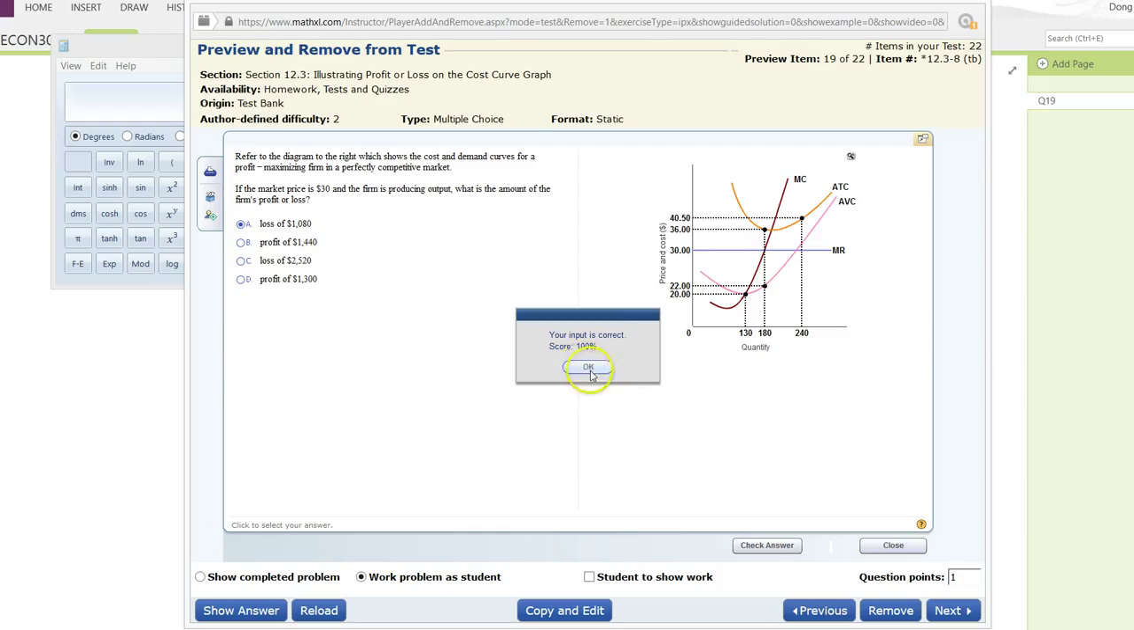Your input is correct. Some of the students may be tempted to use this AVC curve, the average variable cost, but that excludes the fixed cost. But fixed cost is also a portion of the total cost. So we should use the average total cost rather than this AVC, the average variable cost.